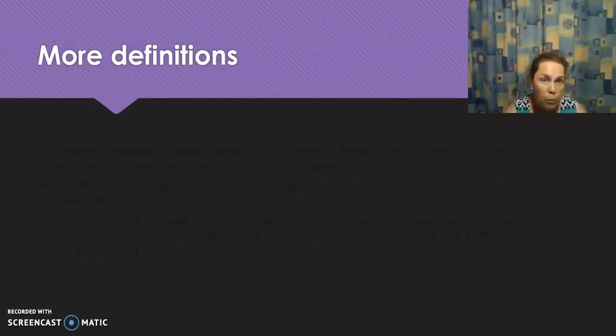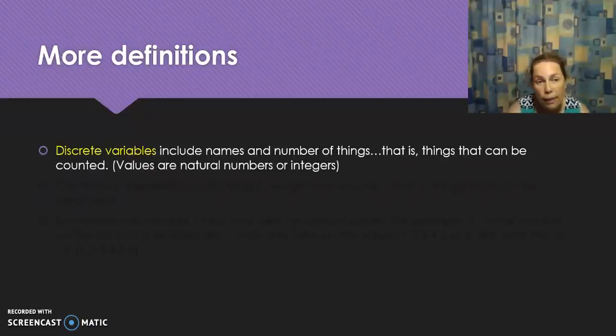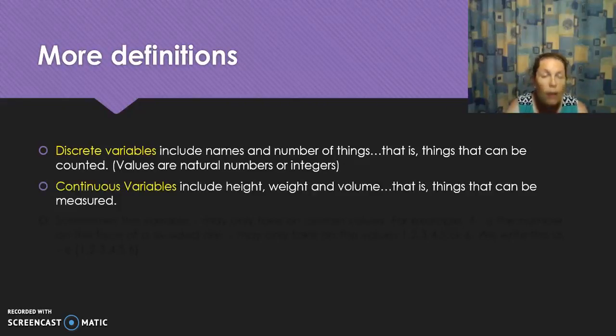So let's go back to a couple more definitions. Think back again to the graph that we did where the dots were not connected. That was because they were discrete variables. They include names and the number of things or things that can be counted. Now, you would have come across this term mainly in statistics before. Continuous variables include height, weight, and volume. That is, things that can be measured, and they can be any value on a continuum. They are the graphs that need to be connected.